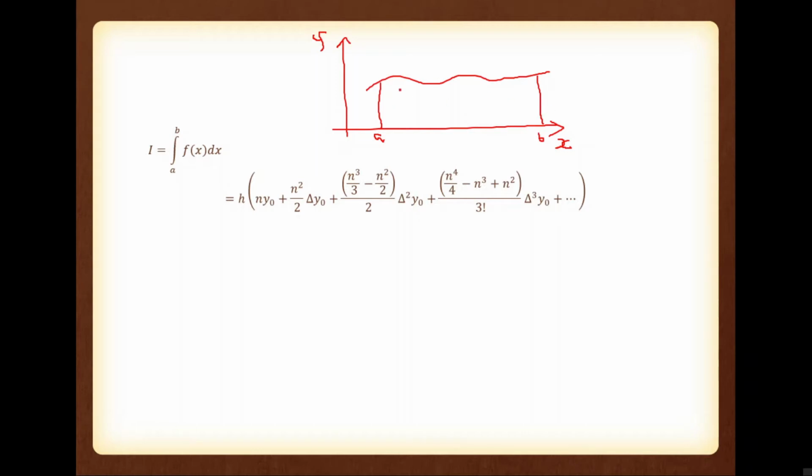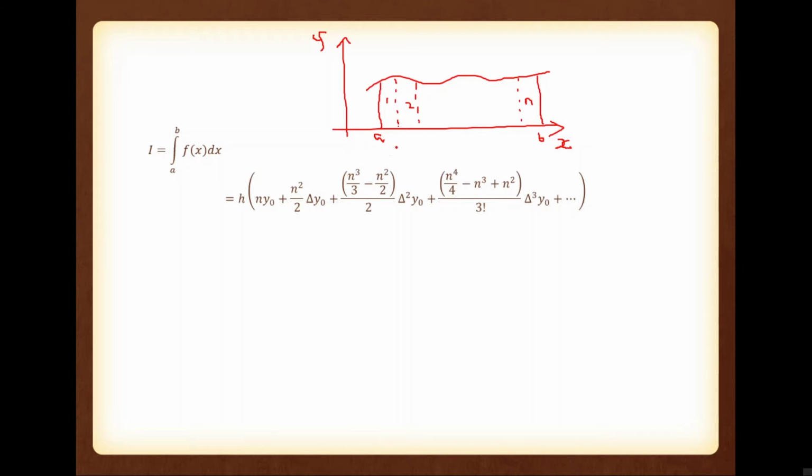So what we are doing, we are dividing this region a to b into n segments. So this is one segment, this is the second segment, etc. This is the nth segment. If you divide a region into n segments, we have n plus 1 points.